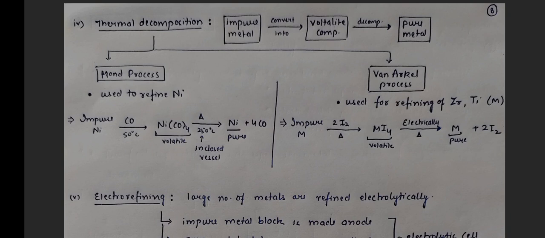In thermal decomposition, there are two processes, the Mond process and the van Arkel process. Mond process is used to refine nickel. Van Arkel process is used for refining of Zr and Ti metals. Impure nickel in the presence of carbon monoxide at 50 degrees Celsius gives nickel tetracarbonyl, which on heating at 250 degrees Celsius in a closed vessel gives pure nickel plus 4 moles of carbon monoxide. Whereas in the van Arkel process, impure metal plus 2 moles of iodine on heating gives volatile MI4, which on electrical heating gives metal plus 2 moles of iodine.